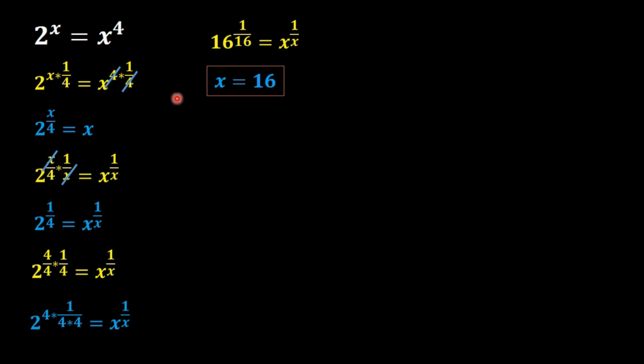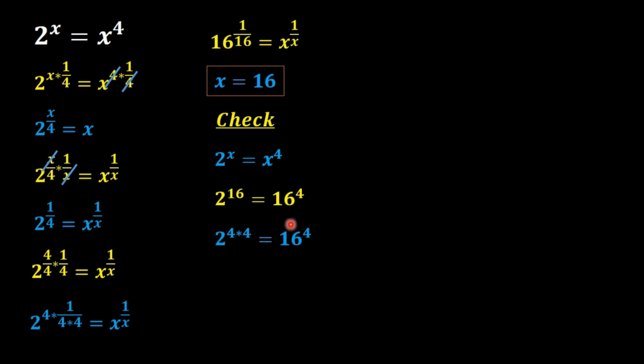Now in the next step, we should check whether the value x is equal to 16 is true for this expression or not. For this purpose, we should replace the value of x in this equation with 16. As a result, we should get 2 to power 16 is equal to 16 to power 4, because when we replace the value of x on both sides with 16, we get 2 to power 16 is equal to 16 to power 4.